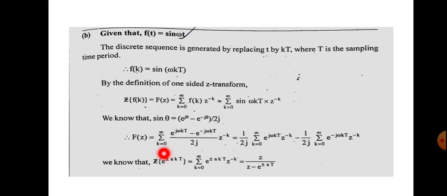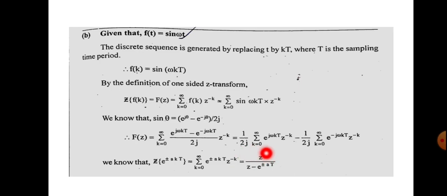So here we are using this term. You have this term, so the Z transform of this term, that is the meaning of this equation, right? The Z transform of this term, here f of k is this one, so that will be equal to sigma k equal to 0 to infinity e raised to plus or minus akt into z raised to minus k. That will have the form z by z minus e raised to plus or minus at.